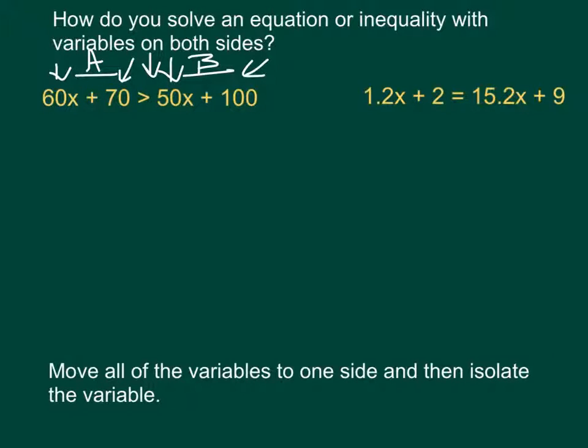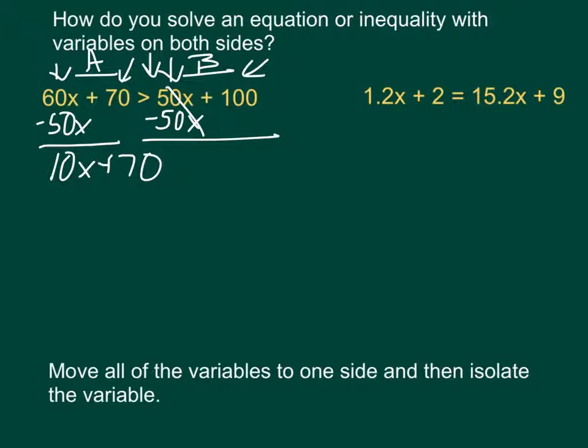So to solve this, we want to move the variables to one side and then isolate the variable. I would keep your eye on the variable first. We have 60x on the left and 50x on the right. Let's subtract our 50x from this side. So we have to do the same to the other side, and we subtract 50x from it as well. These cancel and we get 10x plus 70 is greater than 100.